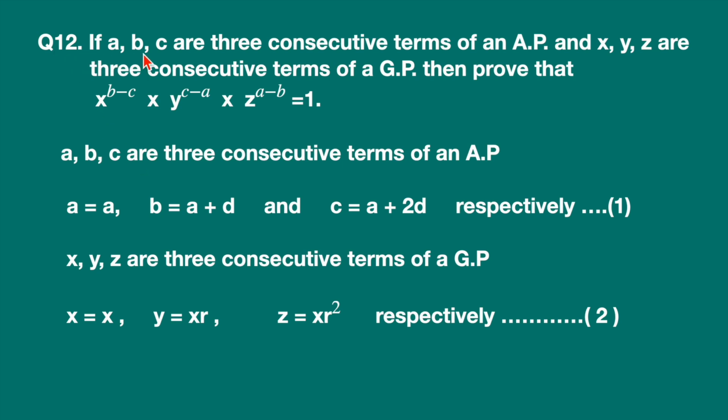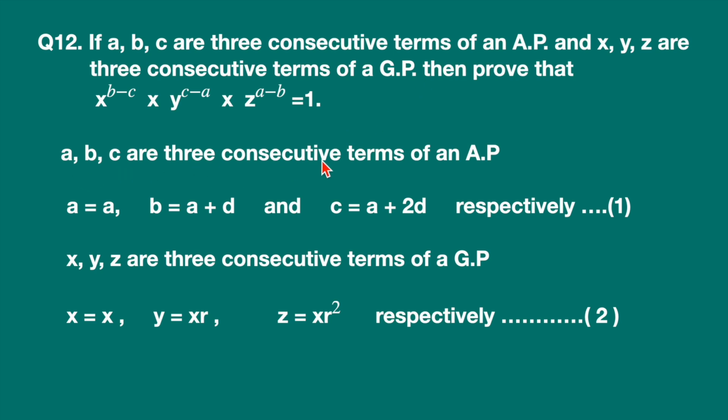Question 12. If A, B, C are the 3 consecutive terms of an AP and X, Y, Z are the 3 consecutive terms of a GP, then prove that X raised to B minus C into Y raised to C minus A into Z raised to A minus B is equal to 1. So here also there is a combination of AP and GP. Let's see how we can do it.